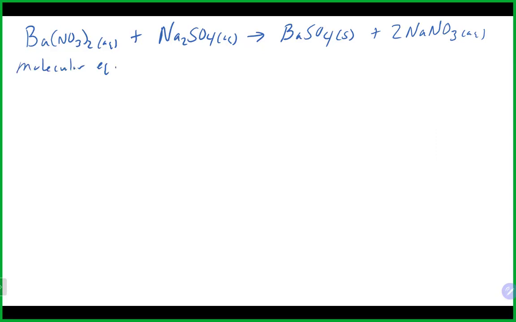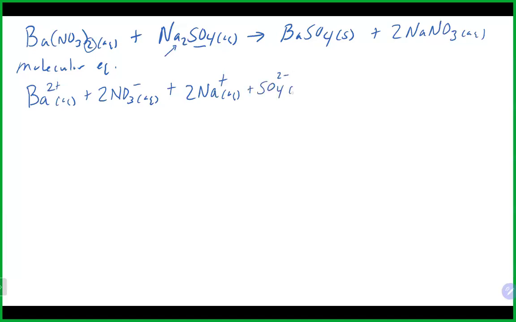So now what we could write is our total ionic equation. Remember, anything that's ionic or a strong electrolyte will break apart. So this first guy will break apart into a barium ion, that is +2. There are 2 nitrates, so the 2 comes to the front to indicate that there are 2 of the nitrate ions floating around. Here, this 2 also comes to the front because it indicates that there are 2 sodium ions floating around. And sulfate is SO4 2 minus in this case.